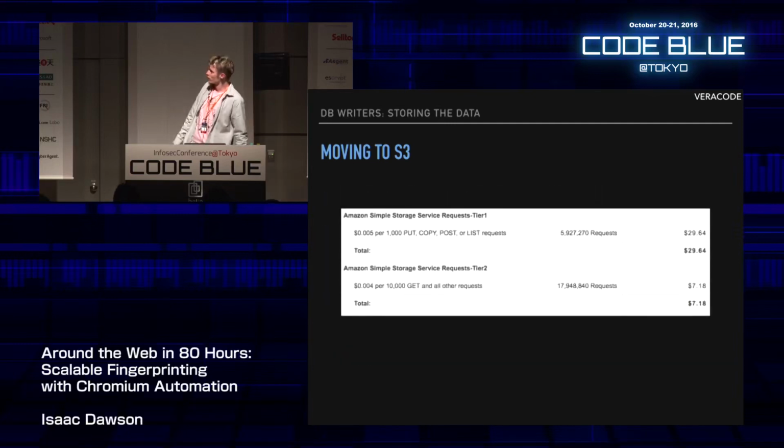Here's an example. I don't know if you can read this in the back, but it cost me about $30 US doing 6 million requests of putting files. And it only cost me $7 for doing 18 million requests for checking if they existed already. So absolutely recommend checking if they exist first.